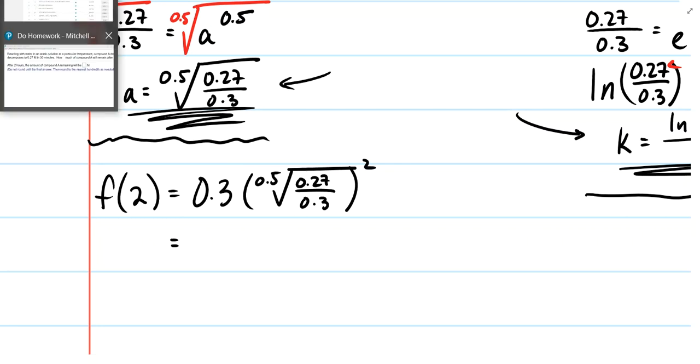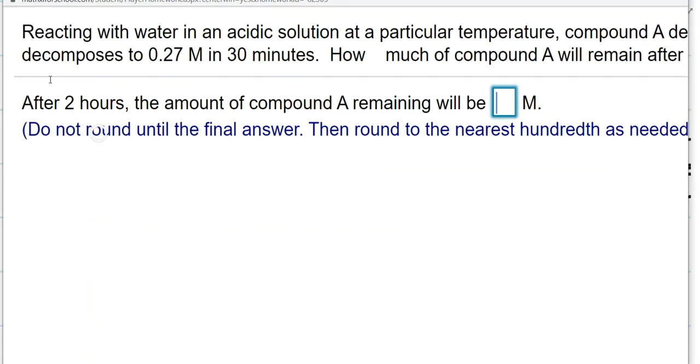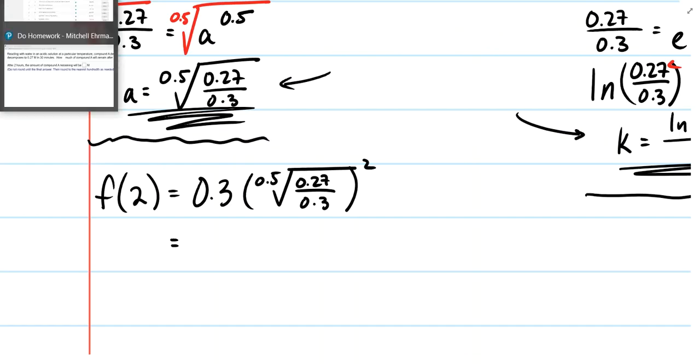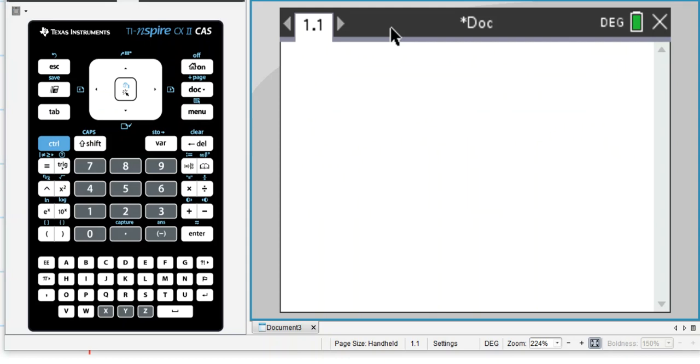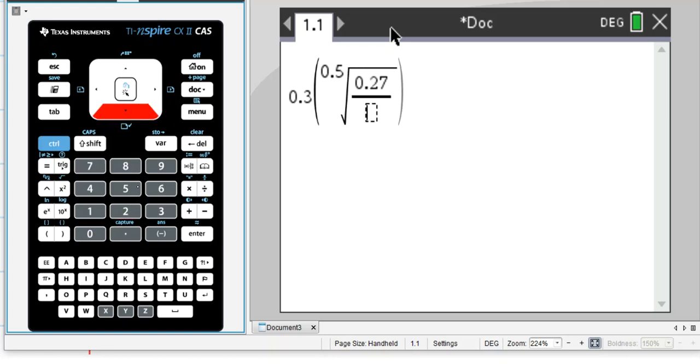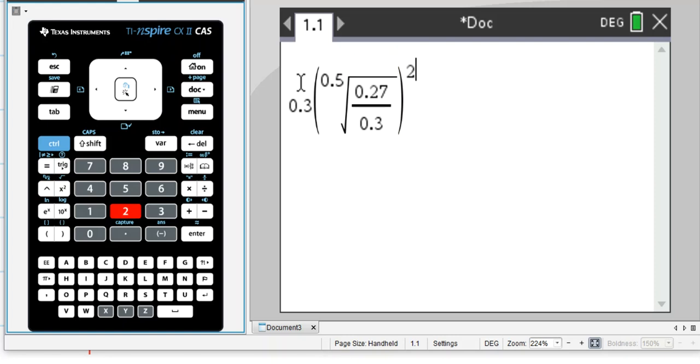And the reason why I would reach for a calculator now is because, again, the instruction said do not round until the final answer, and we're about to produce the final answer. And then we will round to the nearest hundredth as needed. So here we go. Opening up my calculator, we're going to type 0.3 times the 0.5 root of the fraction 0.27 divided by 0.3. And moving to the outside of the parentheses, we're going to raise all of that to the second power.